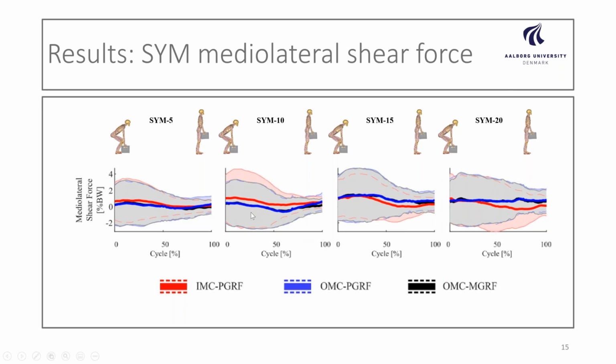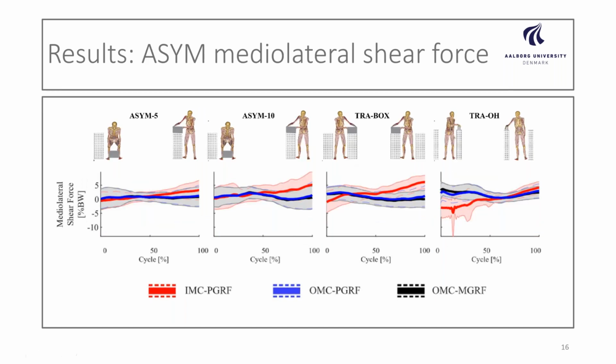Overall, we can see the magnitude of these signals is fairly low. And when we use the statistical tools to compare the accuracy, we can also see that, for example, the correlations are low, or we can also see the relative root mean square errors are high for all the lifting tasks, both the symmetrical and also here for the asymmetrical and transferring task.